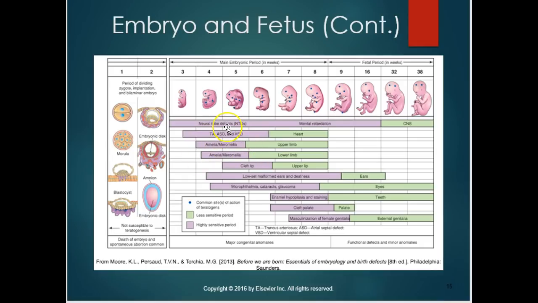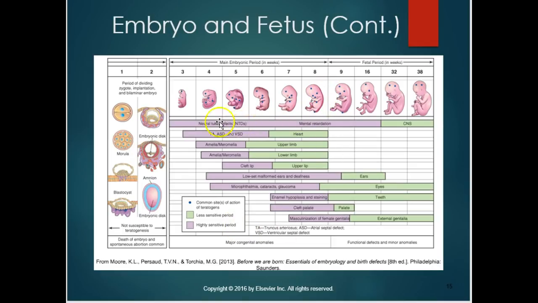And you can see we have neural tube defects, we have delays, mental retardation, we can have heart problems, upper and lower limb problems, cleft lip and palate, upper lip problems, low set ears, problems with eyes, glaucoma, hypoplasia and staining of the teeth, and then if we're exposed to some hormones, we can have masculinization of the female genitalia. So you guys can see that the purple is the highly sensitive period.